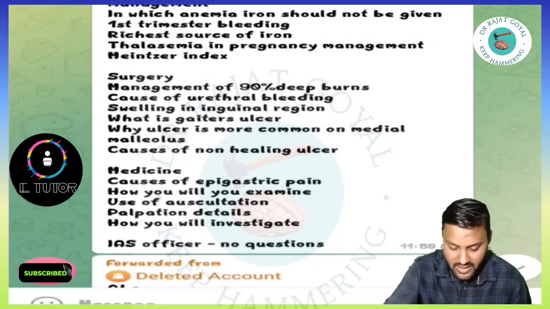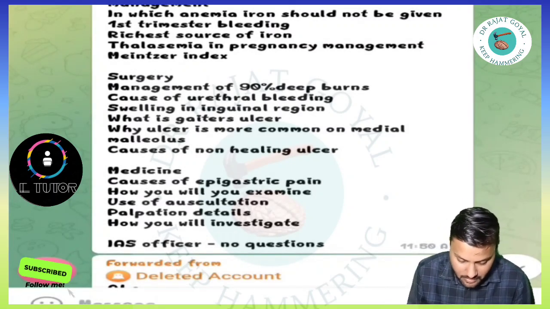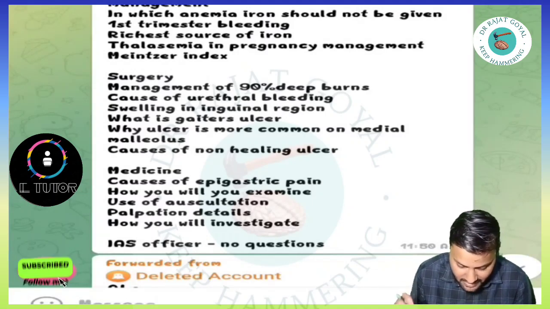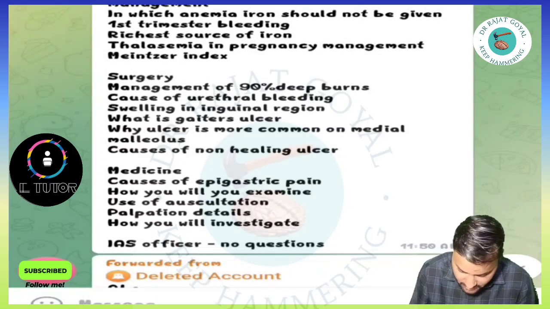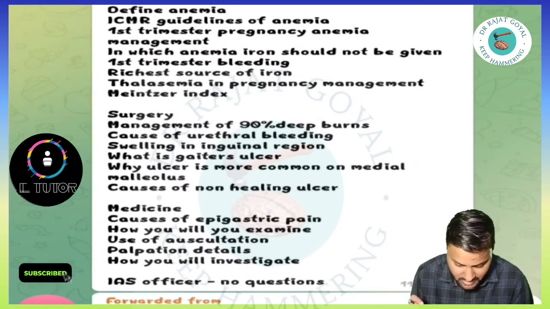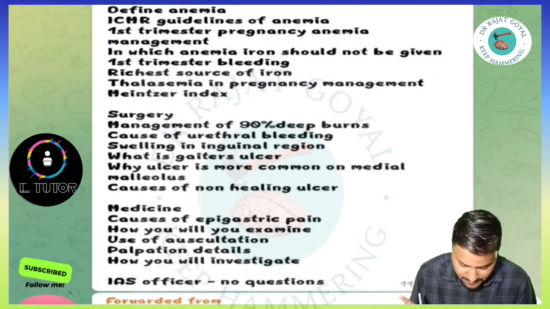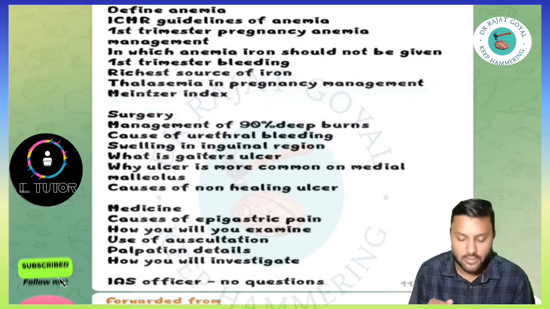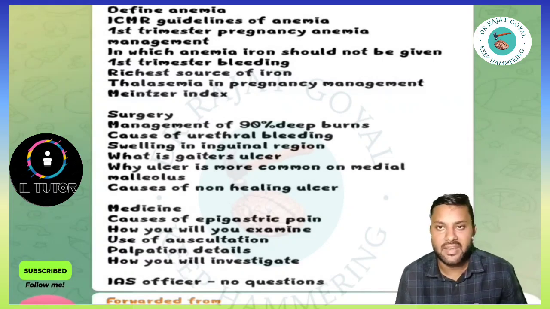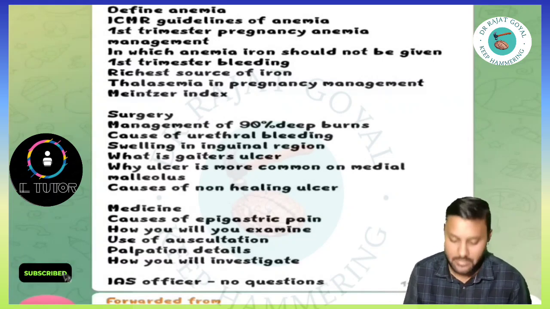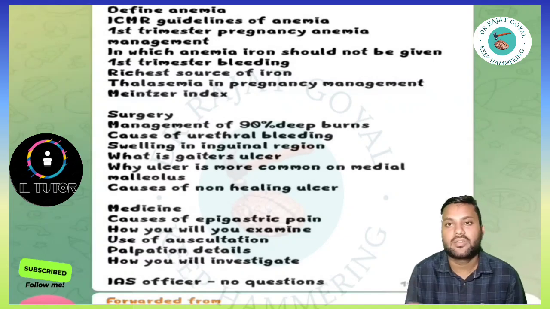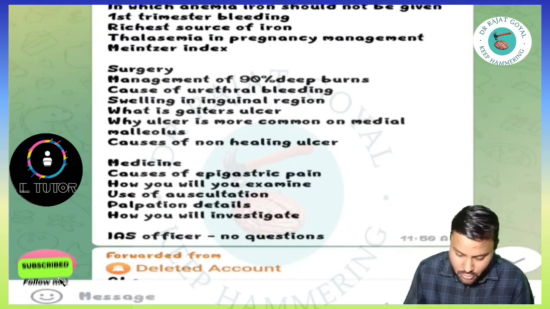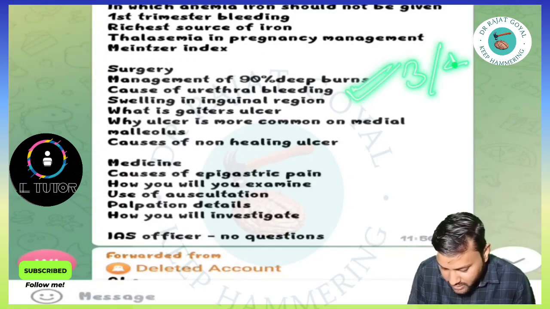Another student Shiva Murthy NMA is saying that in Obsgyne: define anemia, ICMR guidelines for anemia, first trimester pregnancy anemia, management, in which anemia iron should not be given. In first trimester bleeding, richest source of iron, thalassemia and pregnancy management, and Mentzer index. So Mentzer index is generally related to iron deficiency anemia versus thalassemia, and iron treatment is not given in thalassemia. Surgery questions. Management of 90% deep burns. So they are talking about 3rd or 4th degree burn.